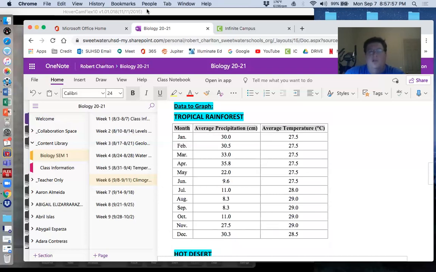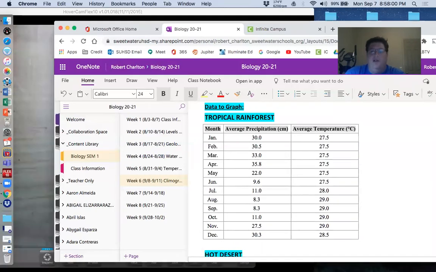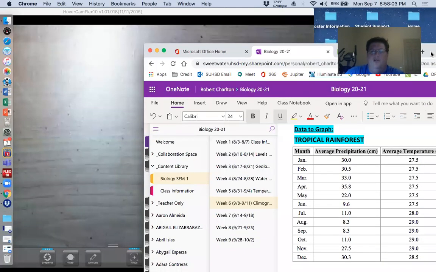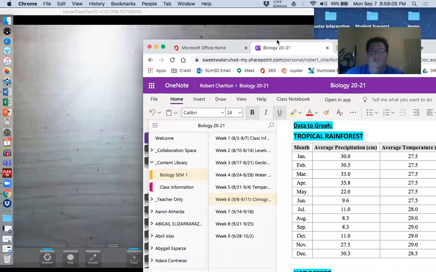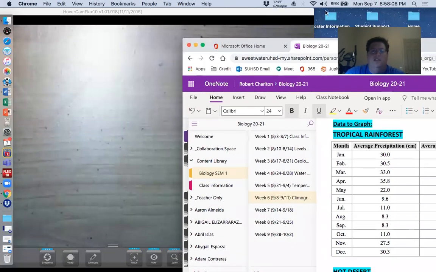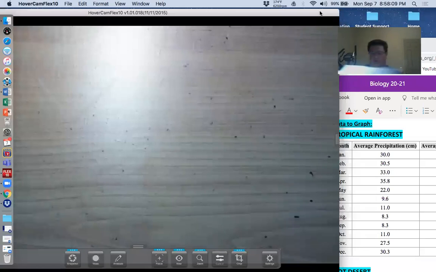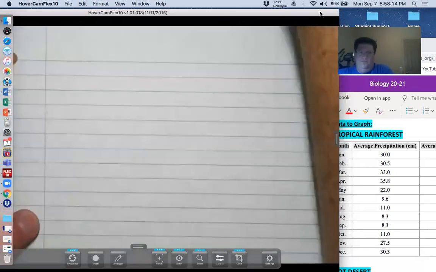All right. So I'm going to go ahead and do the climograph for the rainforest. I'm going to put my data here over to the side so that we can see it. And then let's get started with setting up our paper. So grab a sheet of paper. Again, give it a title.